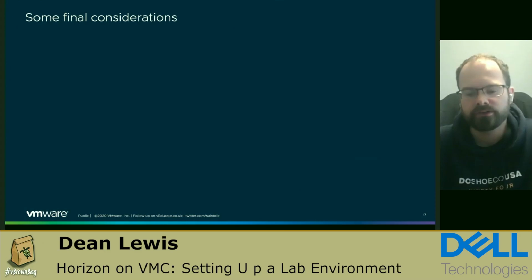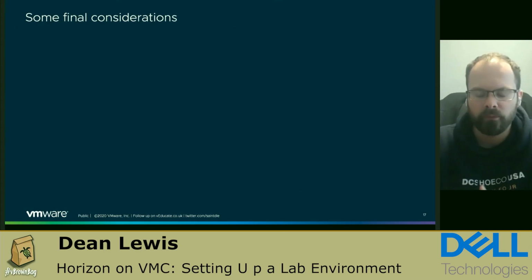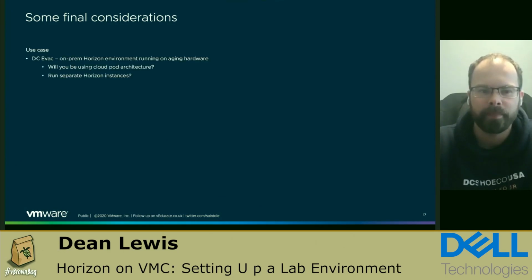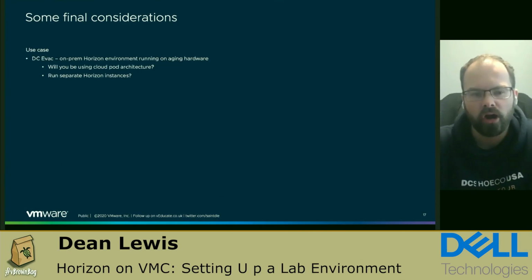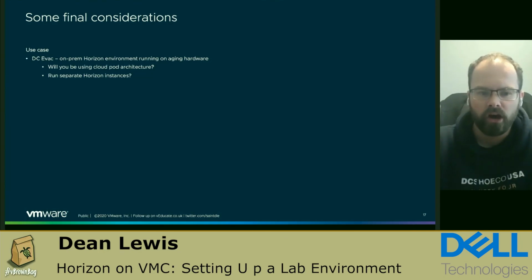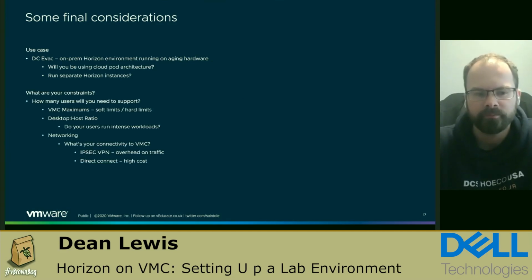Okay, so let's wrap up with some final considerations. And again, I will share the links at the end of this presentation because I know I've shared a lot of information so far. Consider your use case. A lot of customers are looking at data center evacuations being one of the use cases. You may already have an on-prem Horizon environment running on aging hardware. So do you want to use Cloud Pod Architecture to give the user a seamless interface between consuming on-prem resources and resources in VMC? Or will you run them as separate Horizon instances? So again, what versions you run your Horizon environments will help also make that decision.